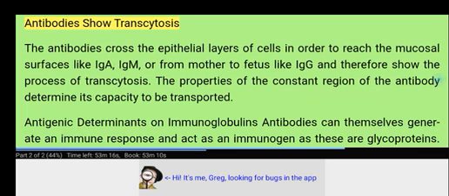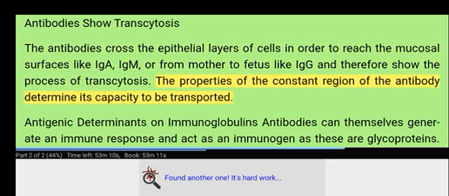Antibodies show transcytosis. The antibodies cross the epithelial layers of cells in order to reach the mucosal surfaces, like IgA and IgM, or from mother to fetus, like IgG, and therefore show the process of transcytosis. The properties of the constant region of the antibody determine its capacity to be transported.